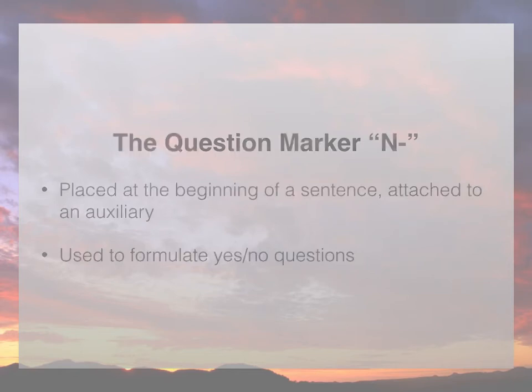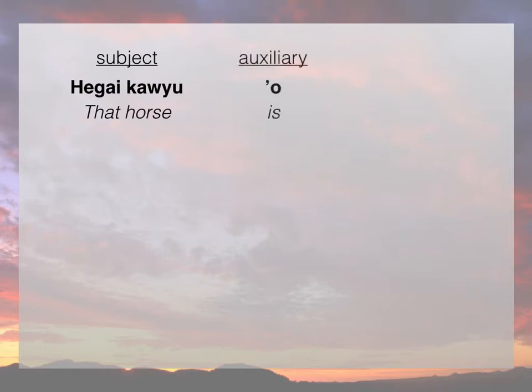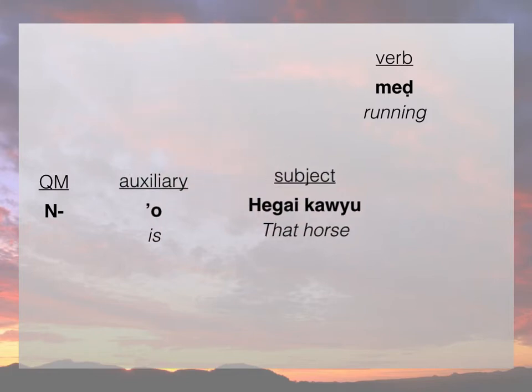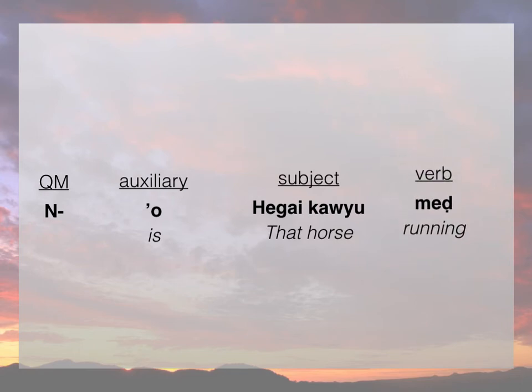So let's take a look at a couple of examples where we can change the sentence to ask a yes or no question. Our first sentence is going to be Hugakawio o mut. That horse is running. This is a simple and transitive statement. So now we want to make it a question. Is that horse running? What we do first is we introduce the question marker at the beginning of the sentence. Remember, that's always attached to the auxiliary. So we move the auxiliary down next to it, then the subject, and then the verb. No hugakawio mut.